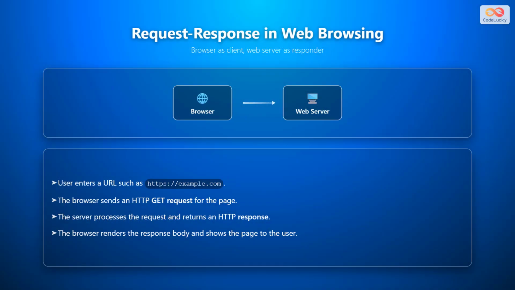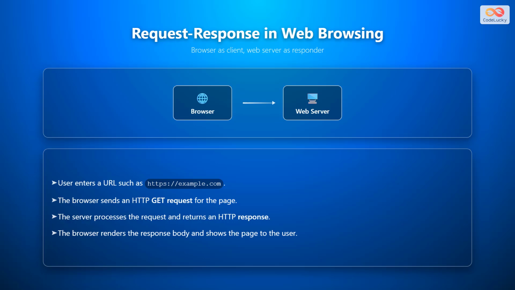When you browse the web, you're using the client-server model in action. Here is what happens. You enter a URL like https://example.com into your browser. The browser, acting as the client, sends an HTTP GET request for that page. The request travels over the internet to the web server hosting example.com. The server receives the request and retrieves the HTML file for the home page.